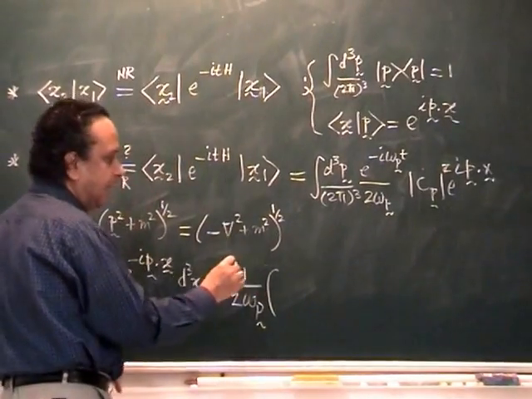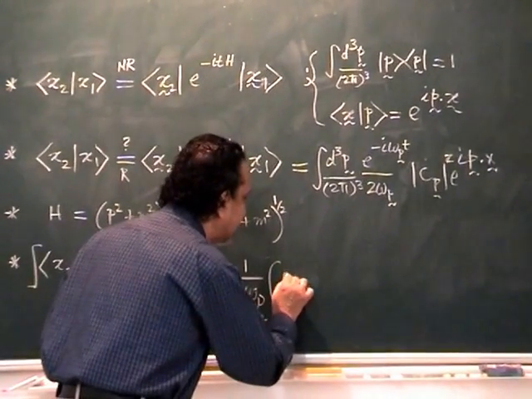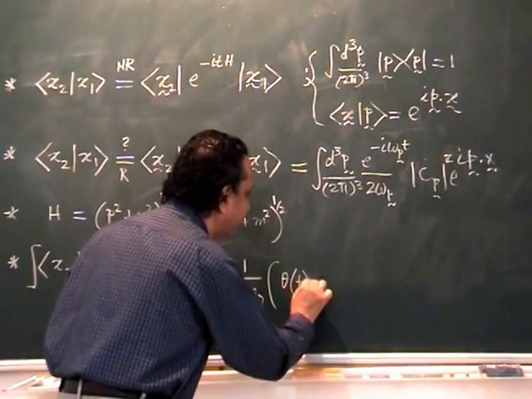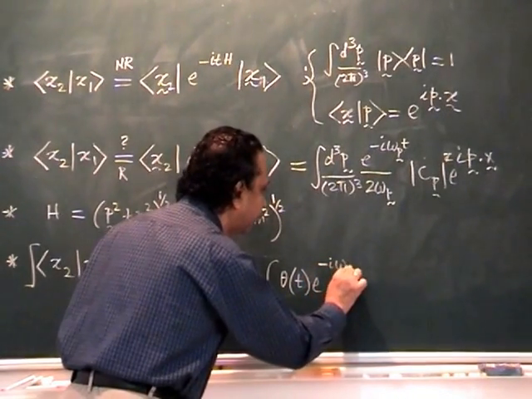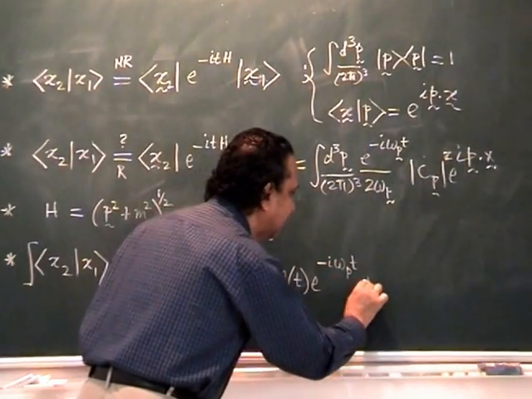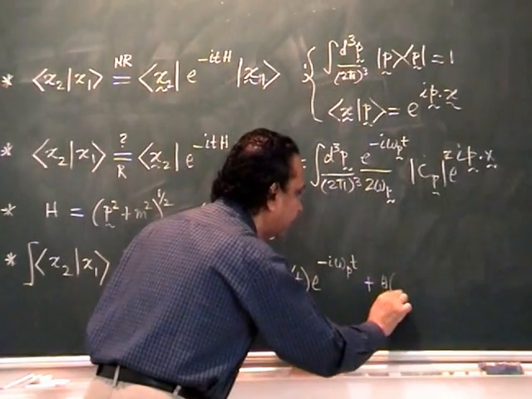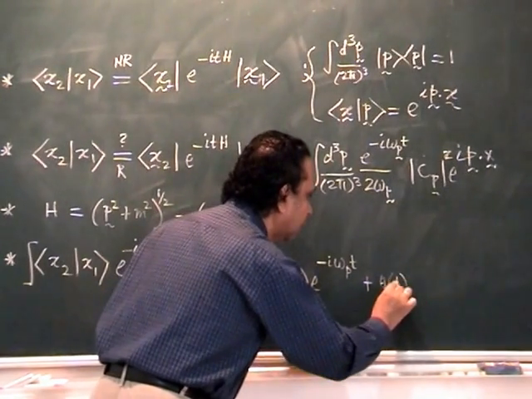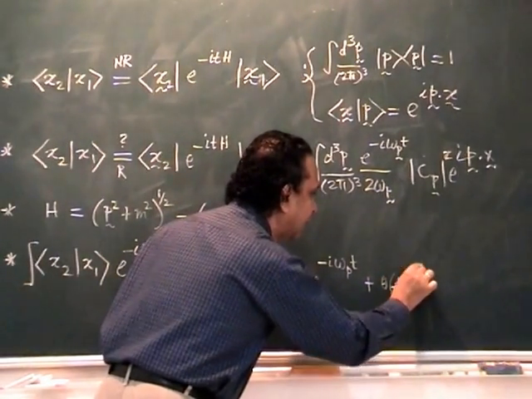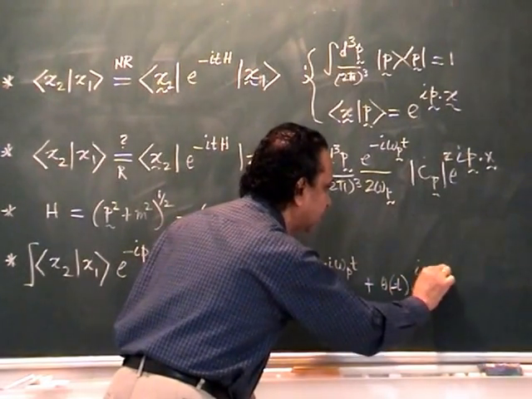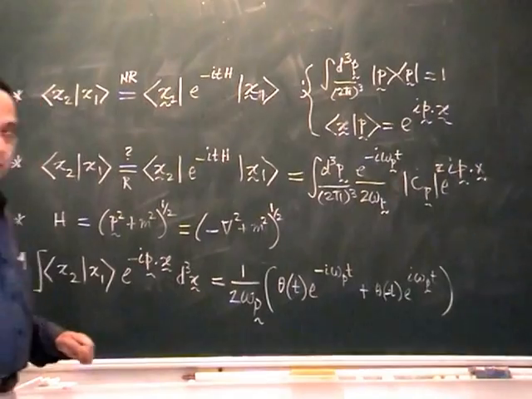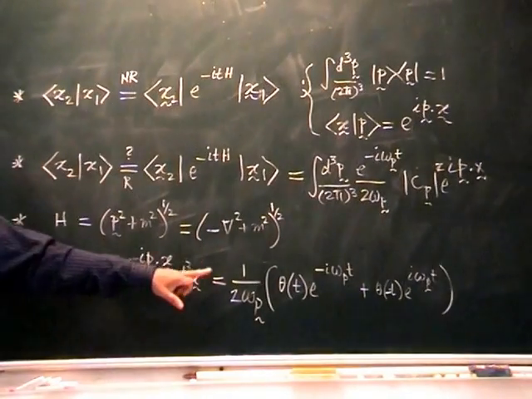e to the minus i modulus of t. So let me write this as theta of t e to the minus i omega p t plus theta of minus t e to the i omega p t. Okay, so this is the Fourier transform.